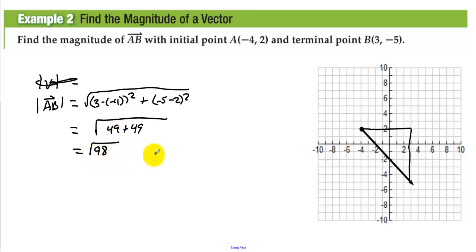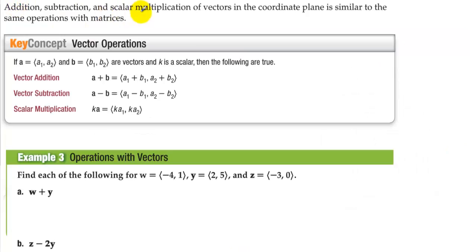The square root of 98 is the length of this vector, or what we call the magnitude of the vector. Addition, subtraction, and scalar multiplication of vectors in the coordinate plane is similar to the same operations with matrices.